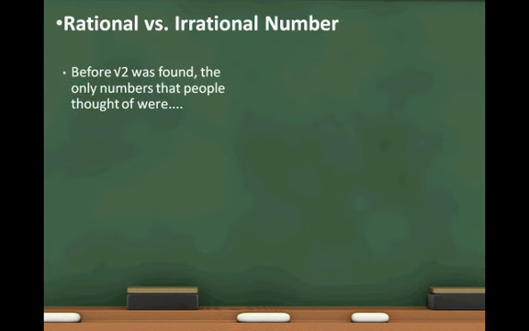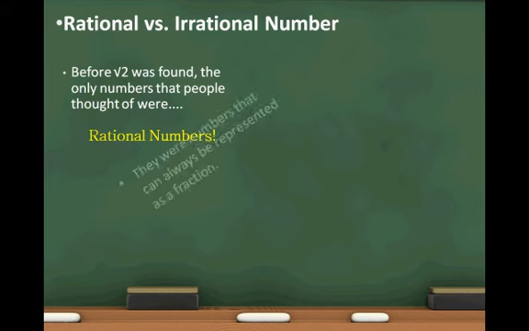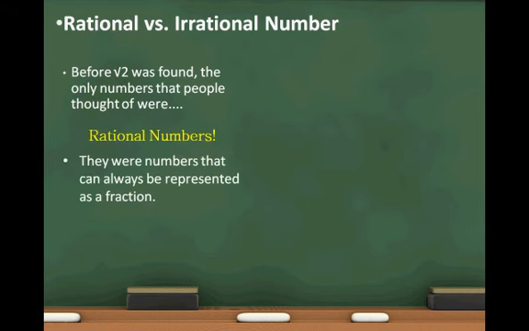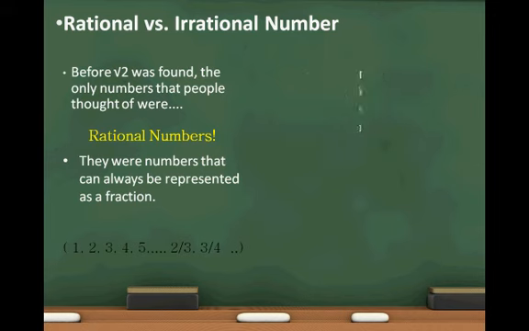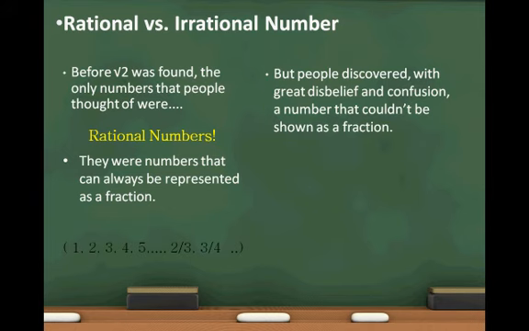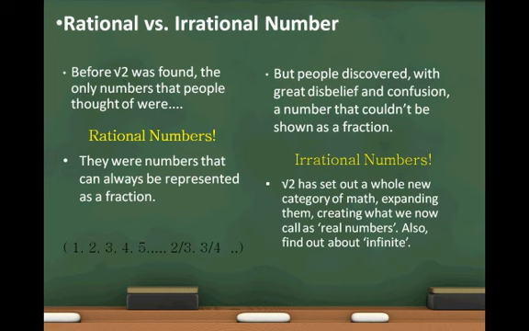Before the square root of 2 was found, the only numbers that people thought of were rational numbers. And these rational numbers were numbers that can always be represented as a fraction. They include integers such as 1, 2, 3, or fractions such as 2/3 or 3/3. But people discovered over time a number that couldn't be shown as a fraction: irrational numbers. And these whole new numbers expanded the area of math, creating what we now call real numbers. These real numbers include both rational and irrational numbers.